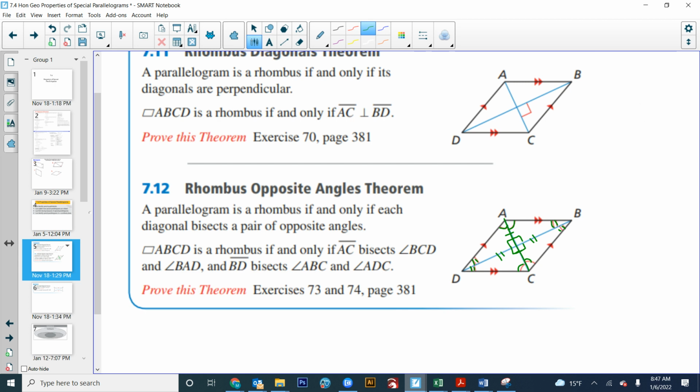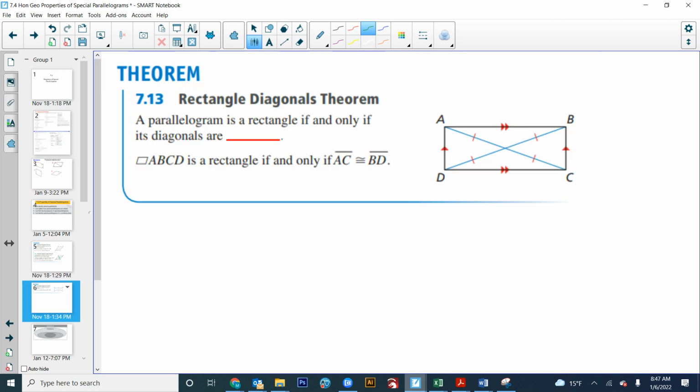What's another special parallelogram? A rectangle. A parallelogram is a rectangle if and only if its diagonals are congruent. Congruent. This one gets used all the time.